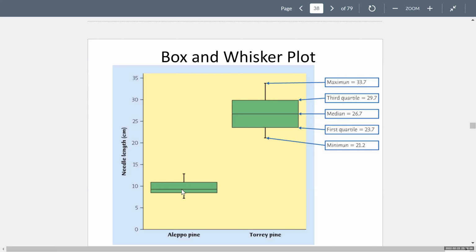And we can see that for Aleppo pine, the median is a little closer to the bottom of that box. That actually tells me that this data set is a little skewed, that it has a little bit of a right skew. All right, so this is just another way of representing the same kind of information. You're going to see these in papers sometimes. I'm not going to have you make them. Excel won't make them for us, so we aren't going to make them ourselves.